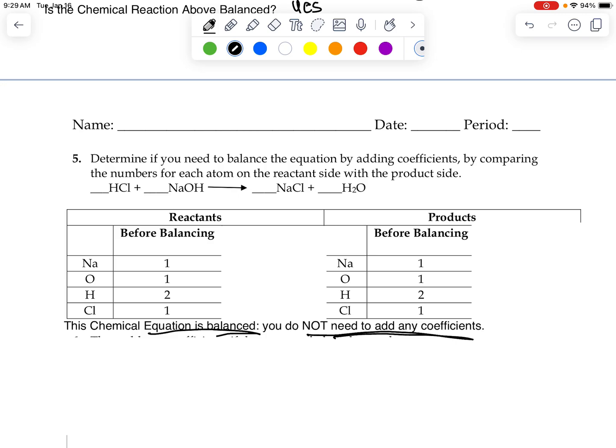What we do need to do is identify what kind of reaction this is. And this is a double replacement reaction. Okay, we've got a compound and a compound. And what we see happen is the hydrogen and the sodium switch places with each other.